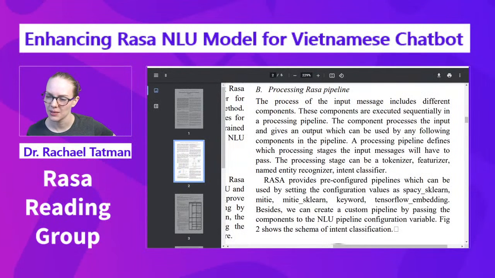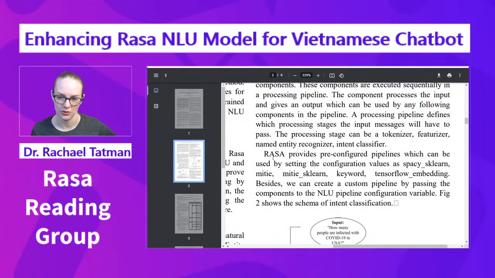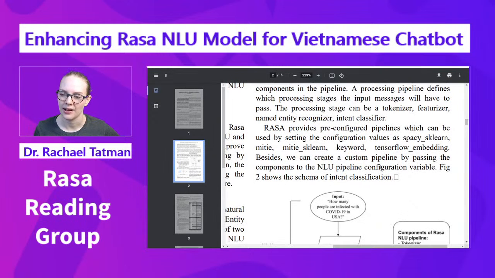Processing the Rasa pipeline. The process of the input message includes different components. The components are executed sequentially in a processing pipeline. The component processes the input and gives an output, which can be used by any of the following components in the pipeline. A processing pipeline defines which processing stages the input messages will have to pass, and in what order. They don't say that, but that's also true. The processing stage can be a tokenizer, featurizer, named entity recognizer, intent classifier, etc. Rasa provides pre-configured pipelines, which can be used by setting the configuration values as spacy_sklearn, mitie_sklearn, keyword, tensorflow_embedding, etc. Besides, we can create a custom pipeline by passing components to the NLU pipeline configuration variable.